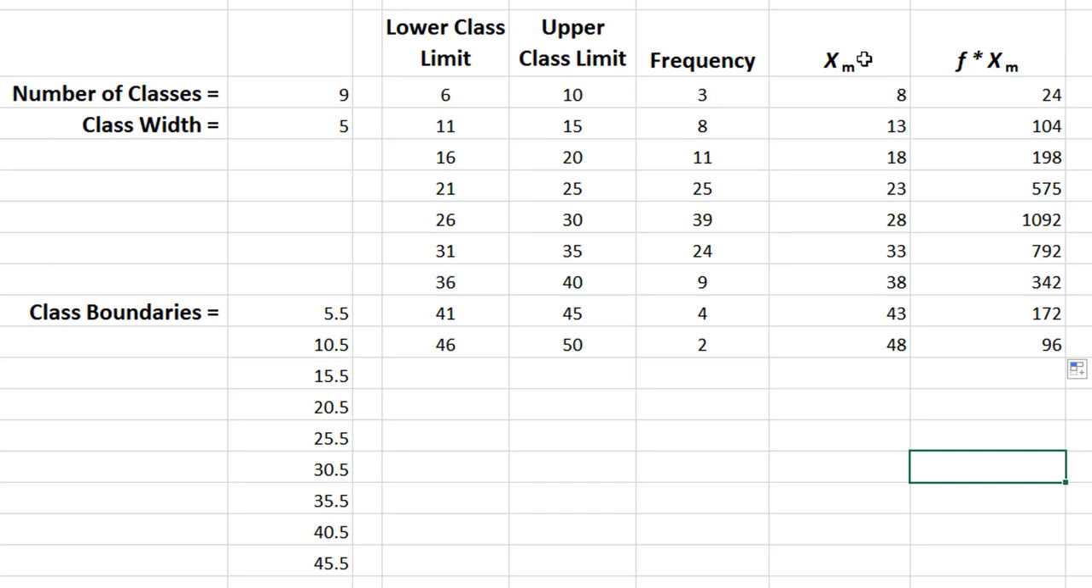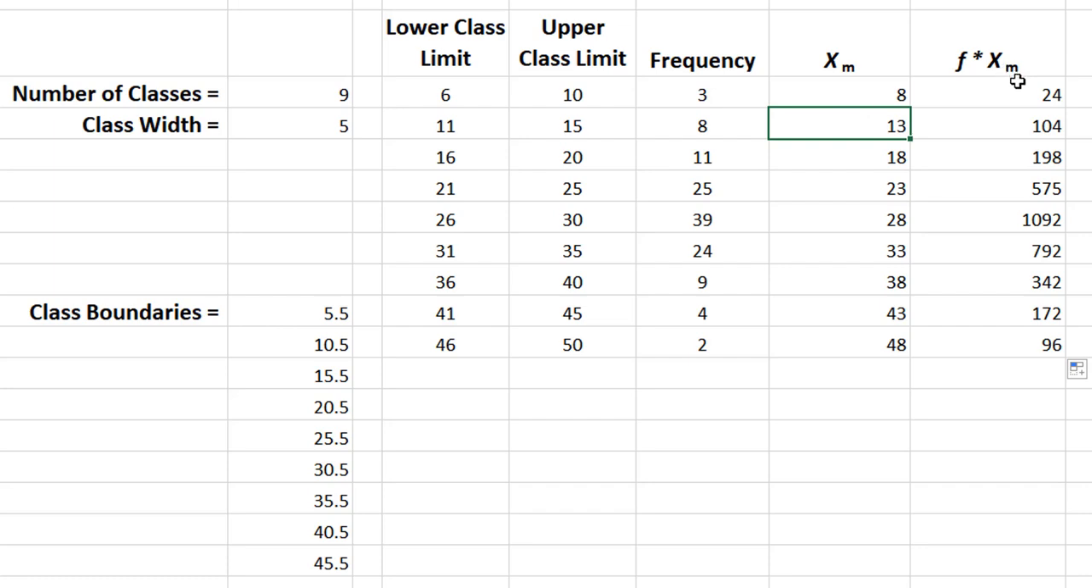The class midpoint represents basically every number we have between 6 and 10. In other words, we're saying, all right, well, somebody going 6 miles per hour, 10 miles per hour, we'll just call it 8 miles per hour. And by the way, we have 3 of those. Same thing for this. Anything between 11 and 15 miles per hour, we'll just call that 13 miles per hour. It just makes tabulations easier.